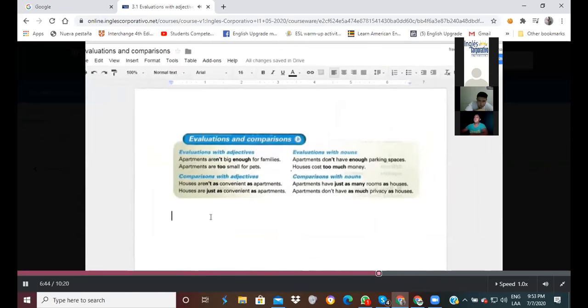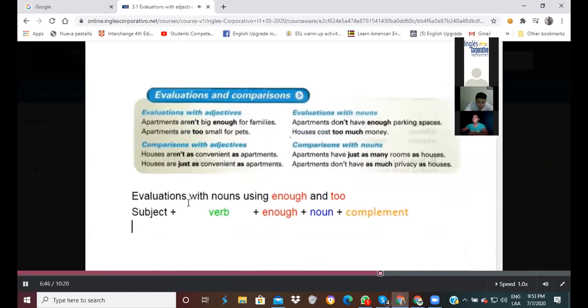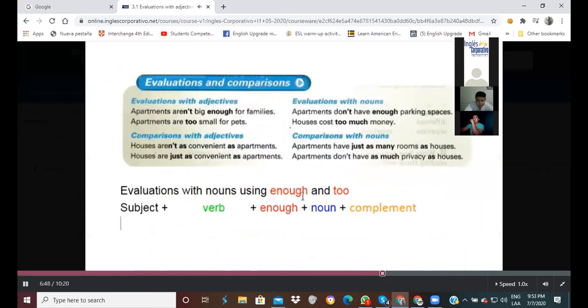And so let me present the formula at this time, and I'm going to show you what kind of things will change. Well, first of all, similar to making evaluations with adjectives, we're going to have a subject. So in this case, we're going to say apartments. Okay, that's going to follow a verb. In this case, it's no longer the verb to be. So that's the first thing that changes. We're no longer using the verb to be.